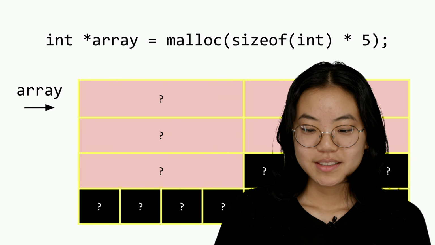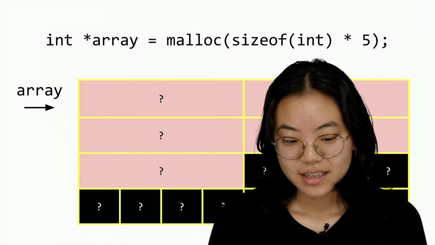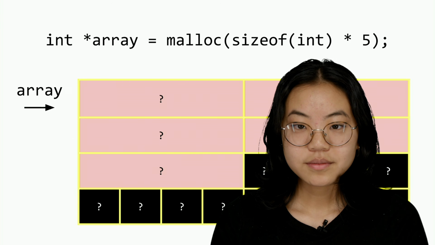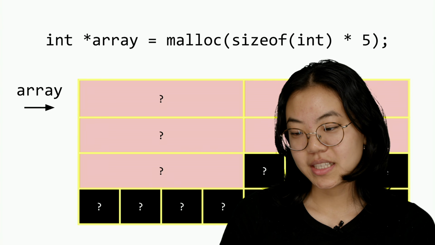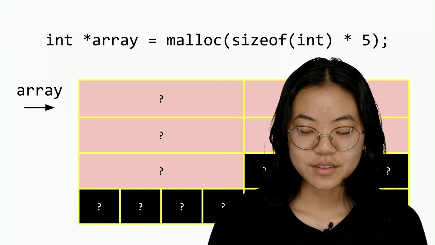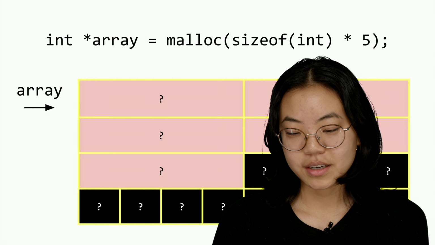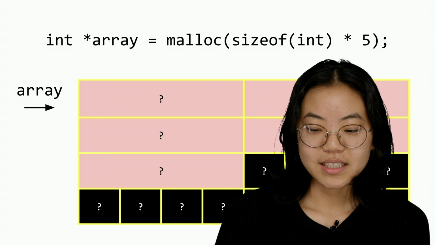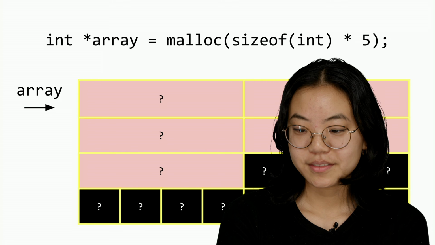Okay. So then if I wanted 4 more integers here, I can update my malloc call to give me the size of an integer times 5, that amount of memory. So now we have 5 contiguous pieces of memory, one after the other, and that's all pointed to at the beginning by the pointer array.